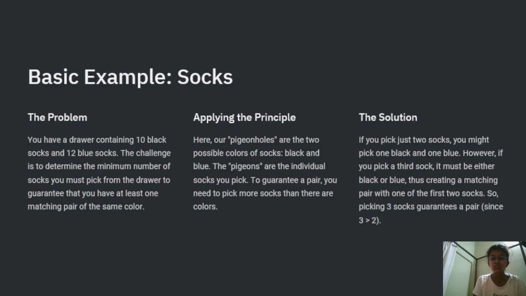So the solution is, if you just pick two socks, you might pick one black and one blue. However, if you pick a third sock, it will be either black or blue, thus creating a matching pair with one of the first two socks. So picking 3 socks guarantees a pair, since 3 is greater than 2.